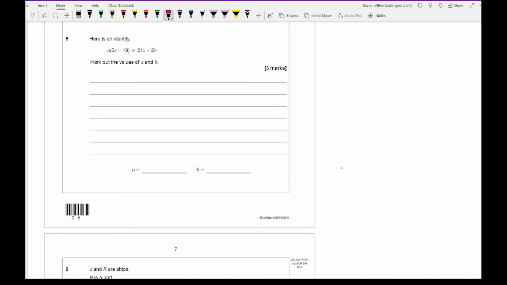So to work this out, we need to work out the values of a and b. Now for this, what we need to do is just expand the left-hand side. So we get 3ax minus 10a, and that is identical to 21x plus 2b. Now, in terms of comparing the coefficients, 3a must be equal to 21. So if 3a equals 21, then a is going to therefore equal 7.